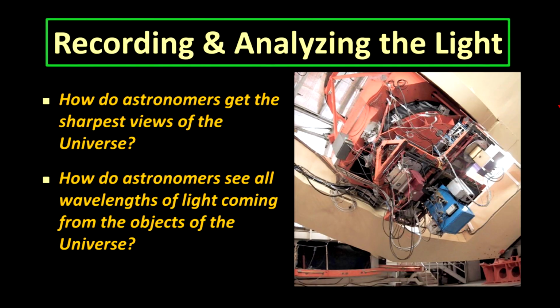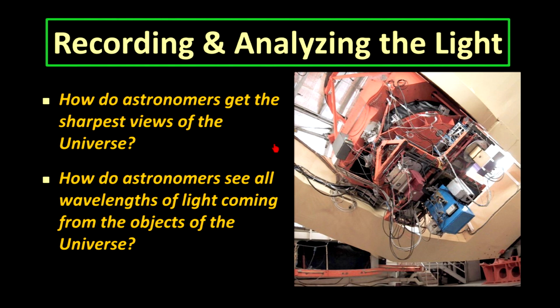Now, in the previous video, we talked about the ability to record a permanent image of what you see through the telescope, or to record the light through a spectrometer or through a photometer to measure different things about the light. In this video, what we're going to do is concentrate on how astronomers get the sharpest views of the objects in our universe.